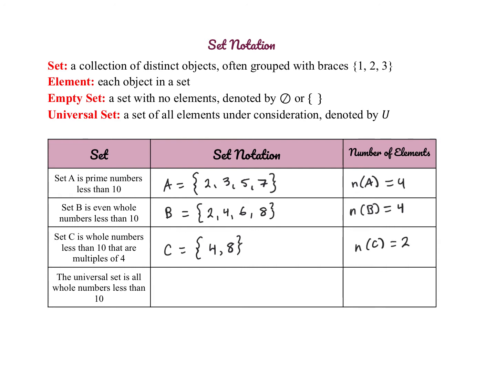And then lastly, our universal set would just be all natural numbers or all whole numbers that are less than 10. So our universal set would just be 1, 2, 3, 4, 5, 6, 7, 8, and 9. And the number of elements in our universal set is 9. Again, this is just for us to practice describing different sets. And we're actually going to use these sets in the next example, so make sure you have these written down as we go on to the next slide.